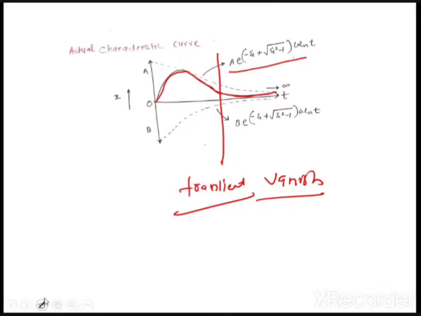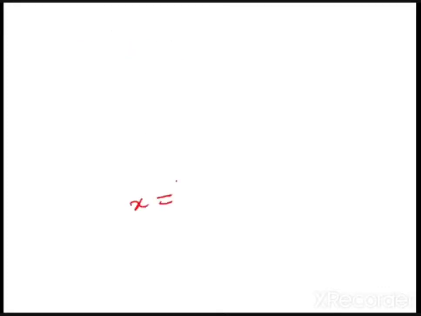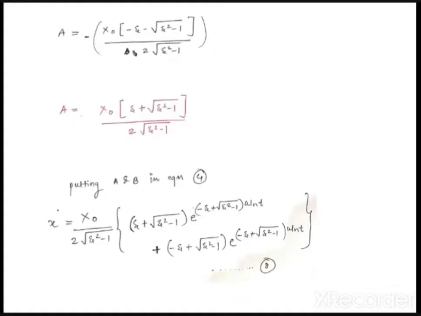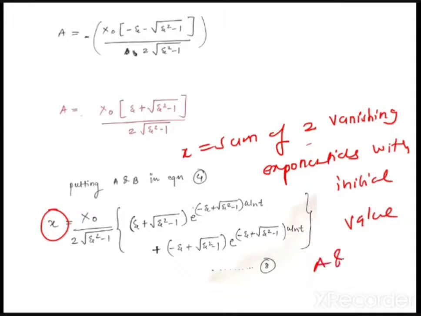So basically, finally I can say that this displacement x is a sum of two vanishing exponentials with initial values. This is the final story. Okay, moral of the story. Okay, x is equal to, let us say this is common, so sum of two vanishing exponentials means what?